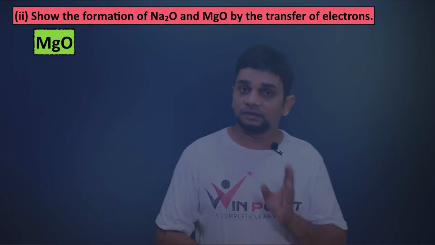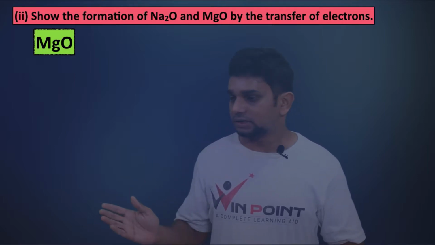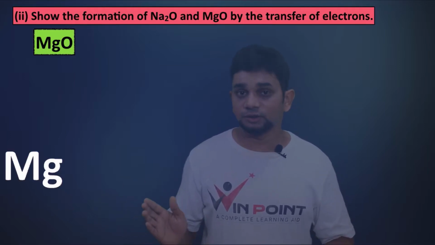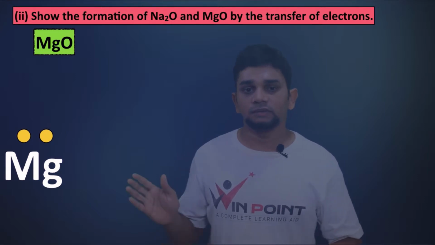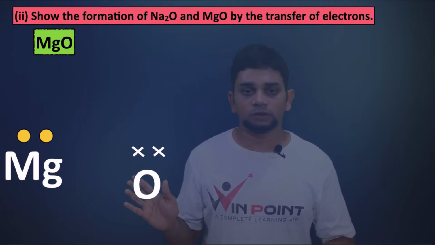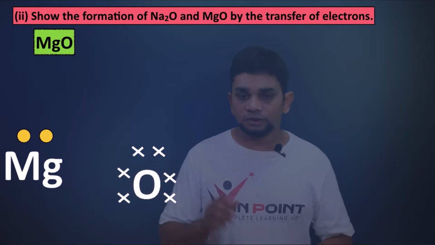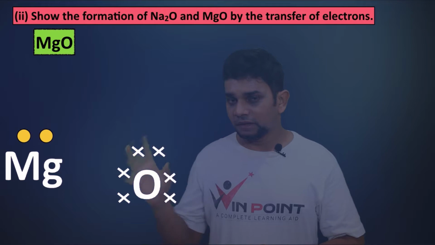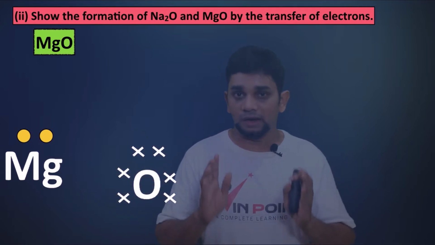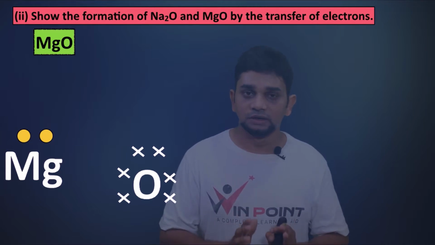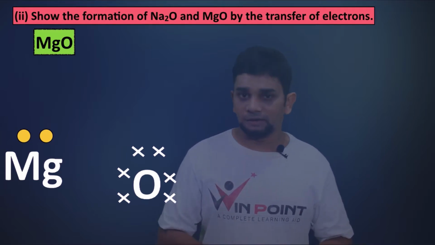Magnesium oxide means it is MgO, and the electron dot structure of Mg is Mg, and in the outermost shell there are 2 electrons, 1, 2. Then oxygen. In oxygen there are 6 electrons in the outermost shell, so it is the electron dot structure of oxygen, and you need to show an arrow because this magnesium is going to donate these 2 electrons to the oxygen. If you know about ionic bond, you can understand completely. You need to learn ionic bond. You can use our video only and you can learn ionic bond.